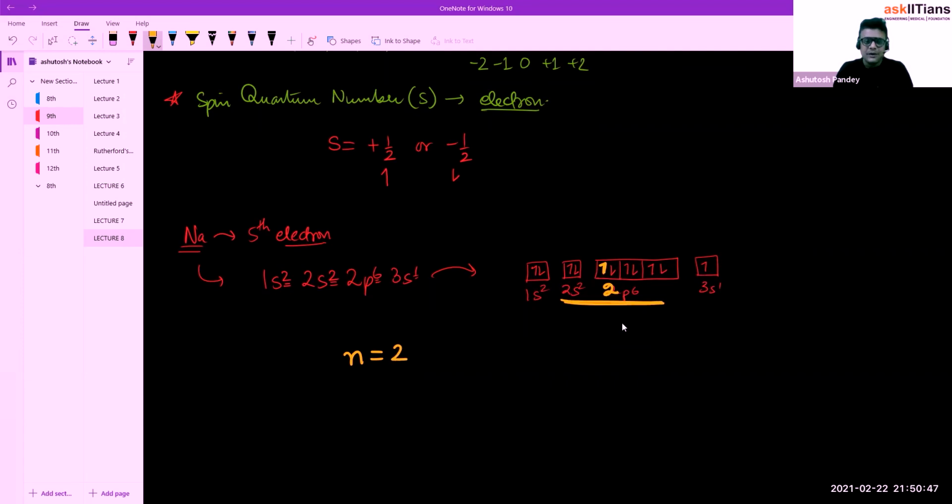Clear? Then what is the value of l? The electron is in p, so l will have value of 1. And then what is the value of m? When l is equal to 1, m will have -1, 0, and +1 values. Since the electron is in the -1 orbital, m will have a value of -1. And then what is the value of S? It will have a plus half. This set of values is very unique. It will represent only this electron and not any other electron of any other atom. Clear? So this was all about quantum numbers. I hope you understood it.